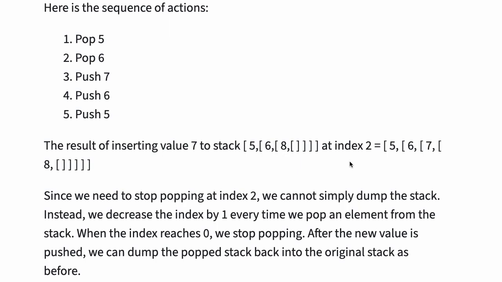Since we need to stop popping at index 2, we cannot simply dump the whole stack. Instead, we decrease the index by 1 every time we pop an element from the stack. When the index reaches 0, we stop popping. After the new value is pushed, we can dump the pop stack back into the original stack as before.